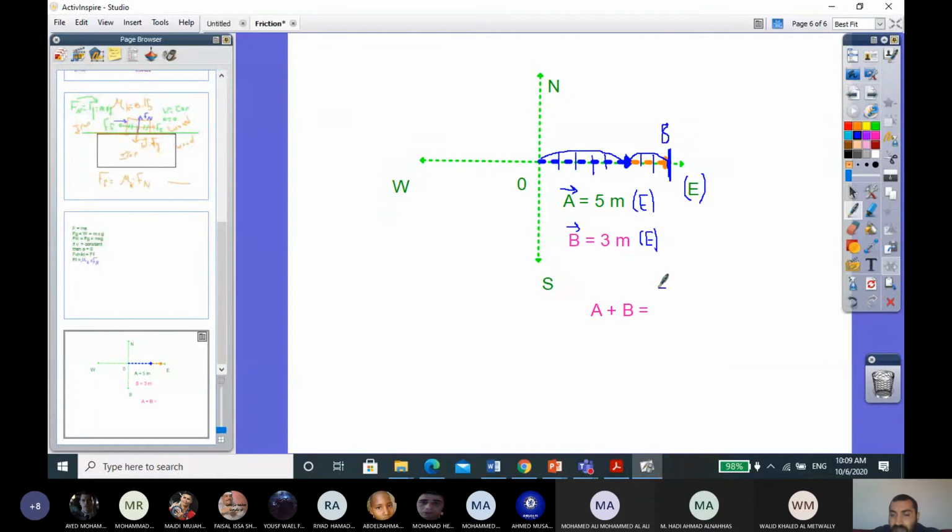So I will add 5 plus 3. What will it be, guys? Who can tell me? 8 meters to the east. Excellent. And that's how I can add two vectors. So what do we call this, guys? A plus B, we call it R, the resultant. So R vector will be equal to 8 meters east. Okay? You got it, guys?